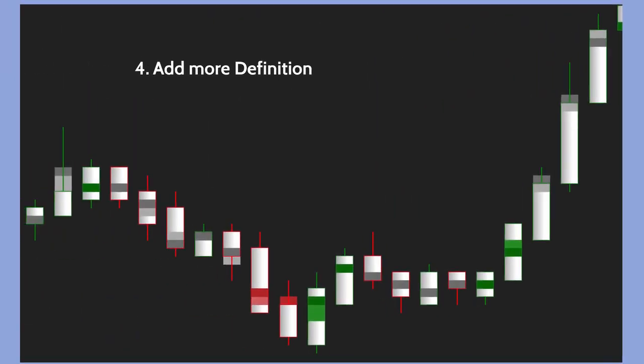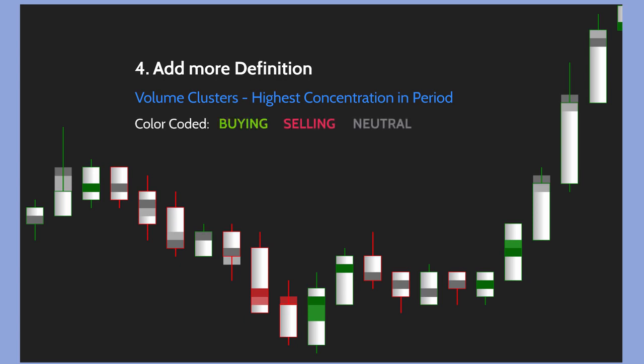And finally, we're going to add a little more definition, like HD instead of standard def. Instead of just the point of control, we're going to look at clusters of volume. That means instead of just a single price, the point of control, we're now able to see the consecutive prices which hold the highest concentration of volume in any period. And you might have noticed they're color-coded too.